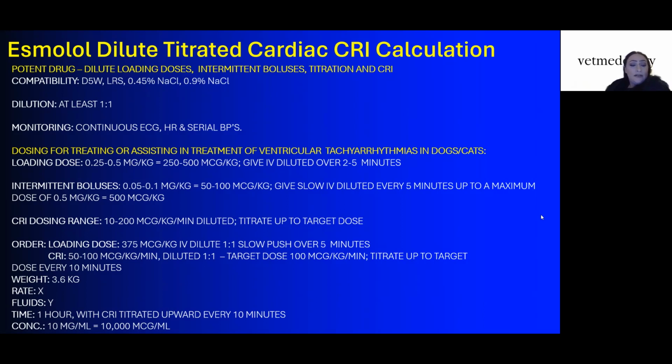The order that we're going to be working with is the loading dose of 375 mics per kg IV, dilute 1-to-1, slow push over 5 minutes. The CRI is 50 to 100 mics per kg per minute, diluted 1-to-1, target dose 100 mics per kg per minute, and titrated up to the target dose every 10 minutes. The weight is 3.6 kgs. We don't know the rate. We don't know the fluids. The time is going to be over 1 hour with the CRI titrated up every 10 minutes. I'll show you that math. And the concentration is 10 mgs per mil, or 10,000 mics per mil.